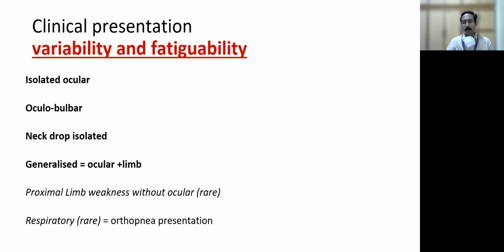The classical and the most important words which I want you to keep in mind after this lecture are variability and fatigability. Variability means the deficits do not remain the same over days, or from minute to minute or time to time, there can be changes. That is not common in other neurological localization disorders.